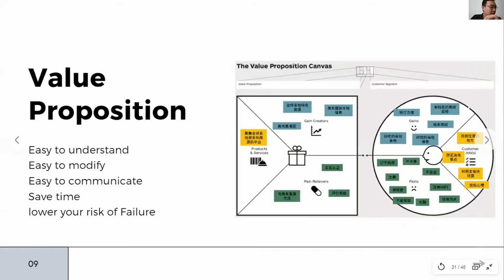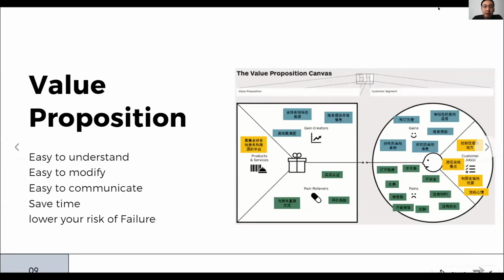Okay, this is the value proposition canvas. This is something I was actually using 4 years ago. I think it was created in 2014 by Strategyzer, a company, and this value proposition canvas is very easy to understand, very easy to modify and easy to communicate. And it helps us with interviews.